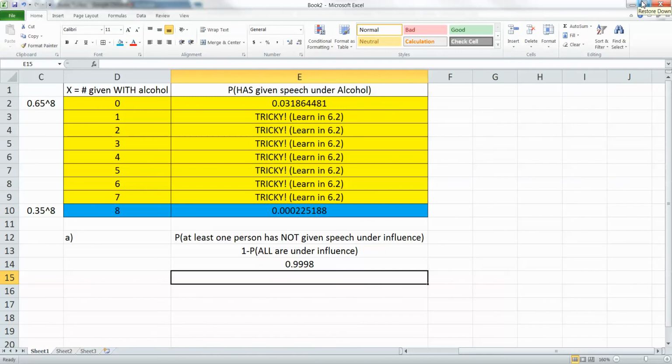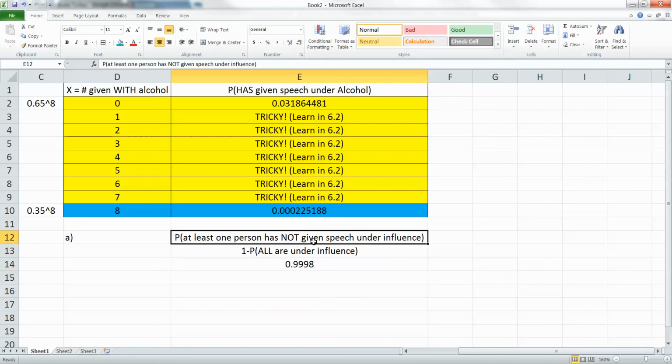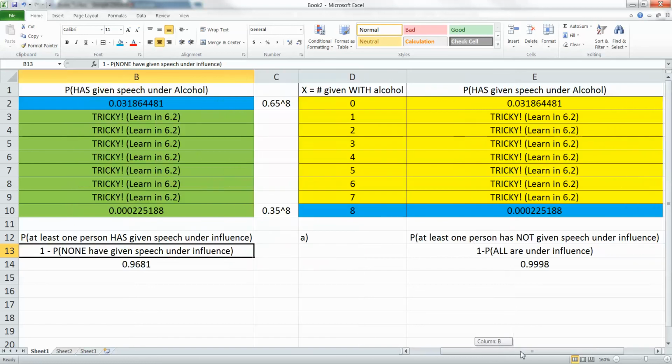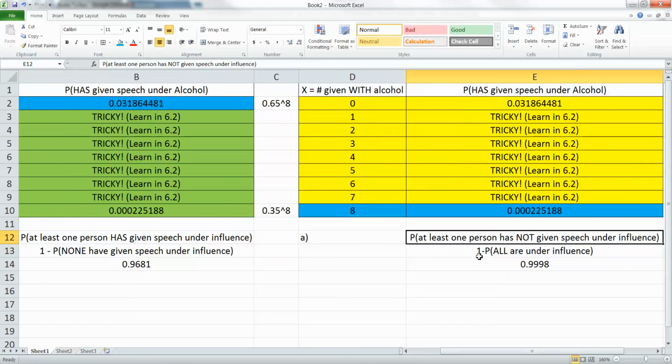Right? So again, at least one person has not given the speech under the influence. That's 1 minus the probability that all of them have given the speech under the influence. They're complements of each other. Not under the influence, the complement is all of them under the influence. Over here, if at least 1 person has given the speech under the influence, then the complement is none of them, right? So the complement of at least 1 is none. The complement of at least 1 not would be all of them, right? These are the people that have not been not under the influence, i.e., all of them are drunk. Okay? All right, I hope that helps with that one.